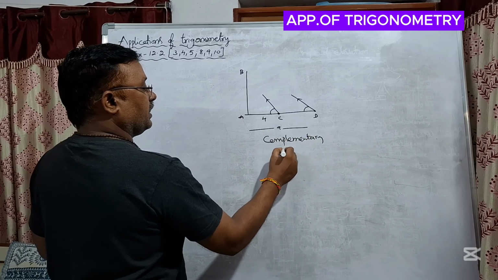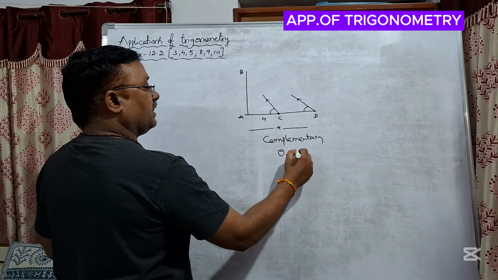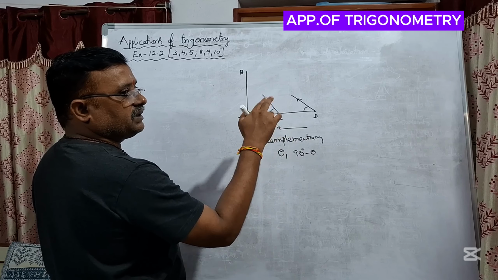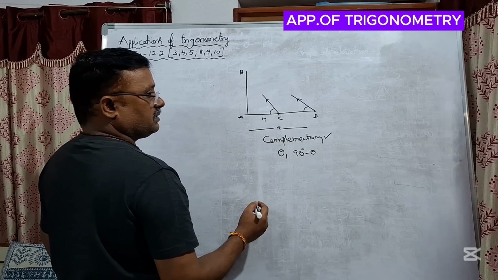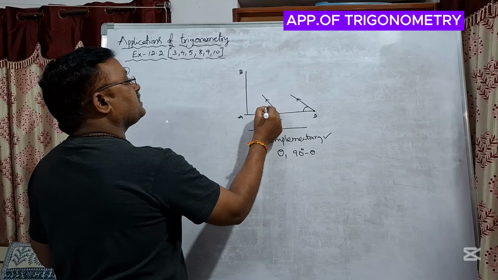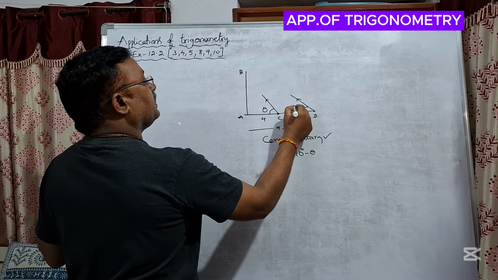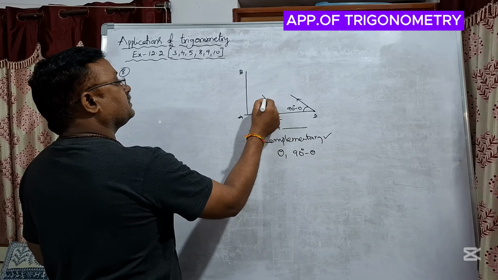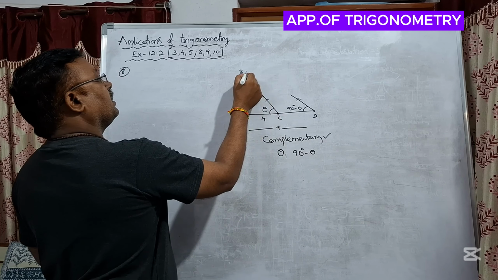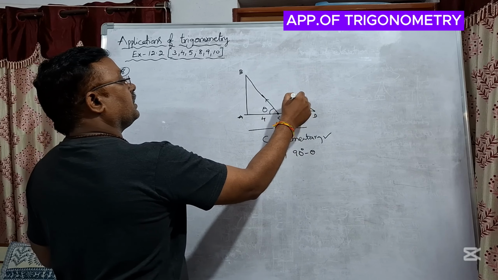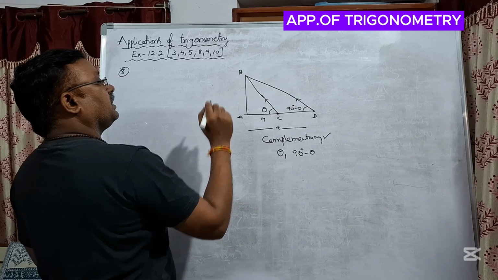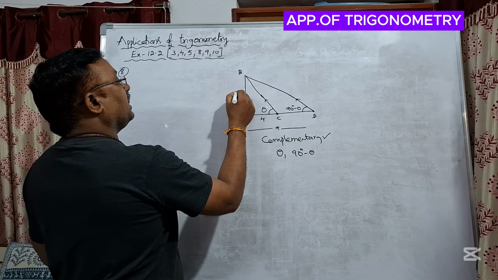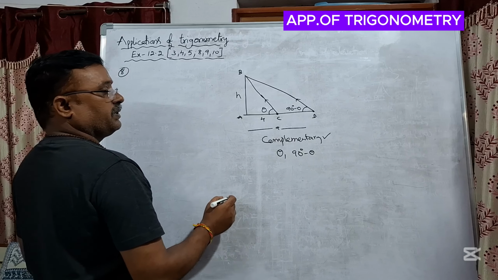Complementary means if one angle is theta, the other angle is 90 degrees minus theta. Two angles whose sum is 90 are called complementary angles. These are the angles of elevation from the two observation points to look at the top of the tower. Okay, Nana, here also, to look at the top of the tower. Understood? Then what is the height of the tower? That one they are asking.